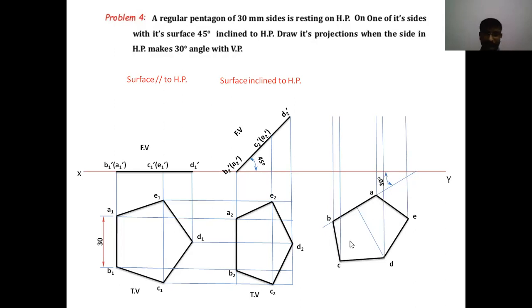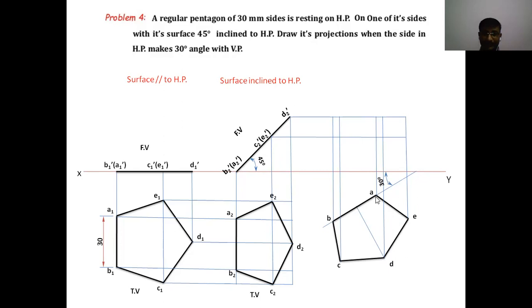These are the projectors from each point of the final stage top view, and draw the horizontal projectors from the second stage front view. This is the horizontal projector from C2 dash and E2 dash. This is the horizontal projector from D2 dash, and the horizontal projector from B2 dash and A2 dash is the XY line itself. After getting this grid above the XY line, locate the points, that is, the intersection points.